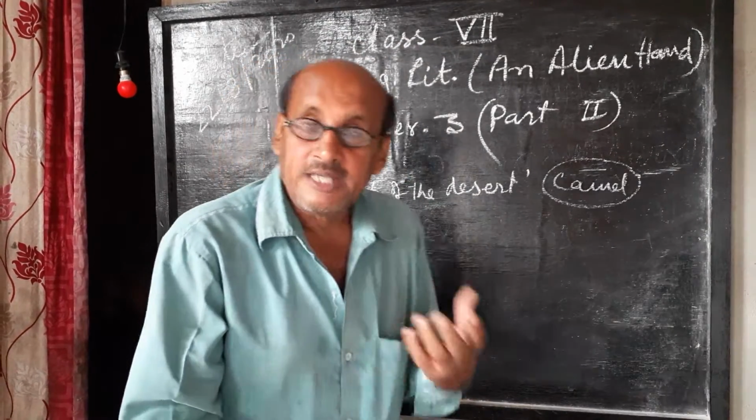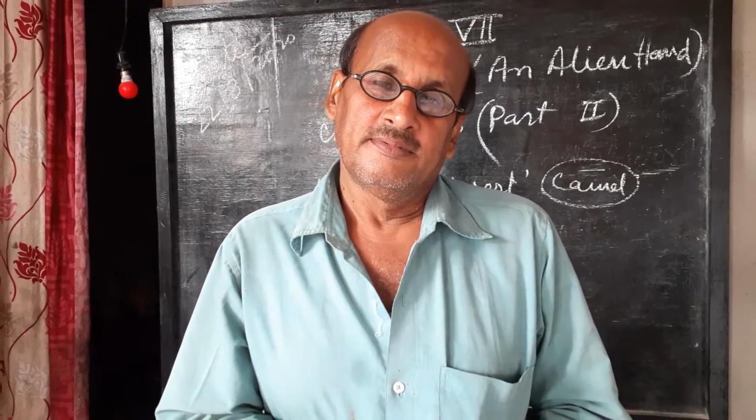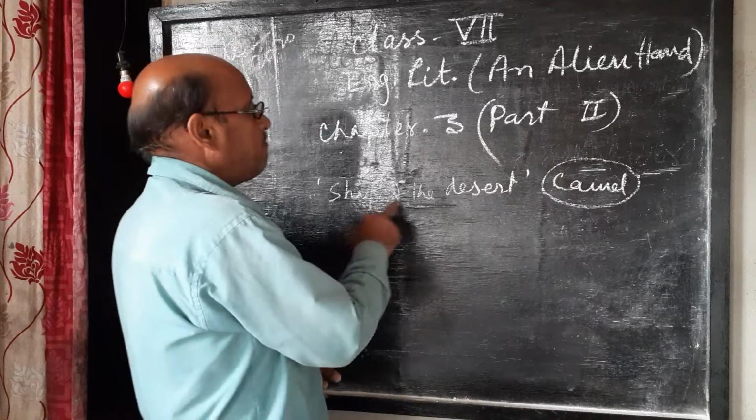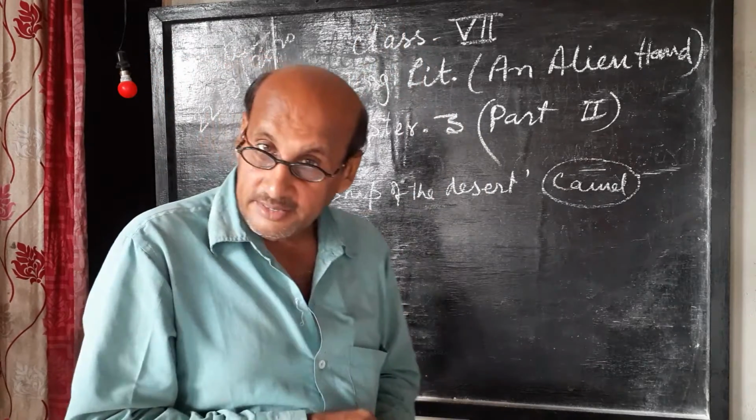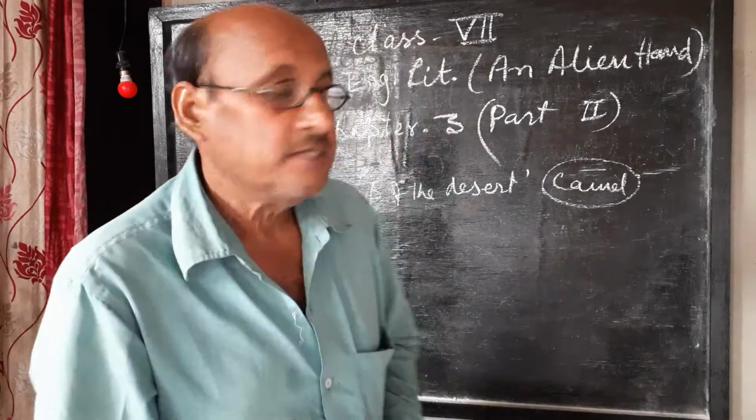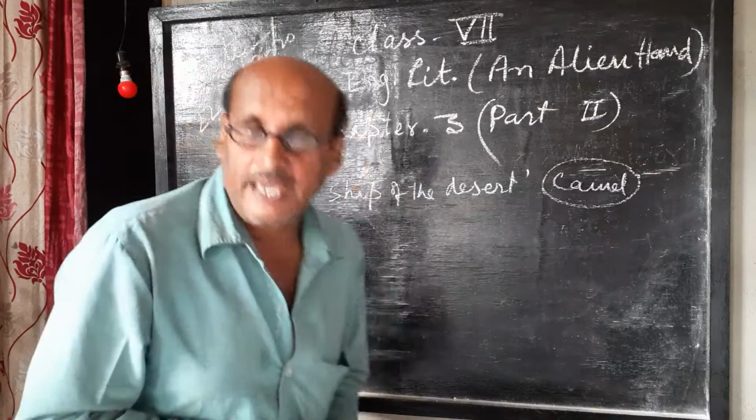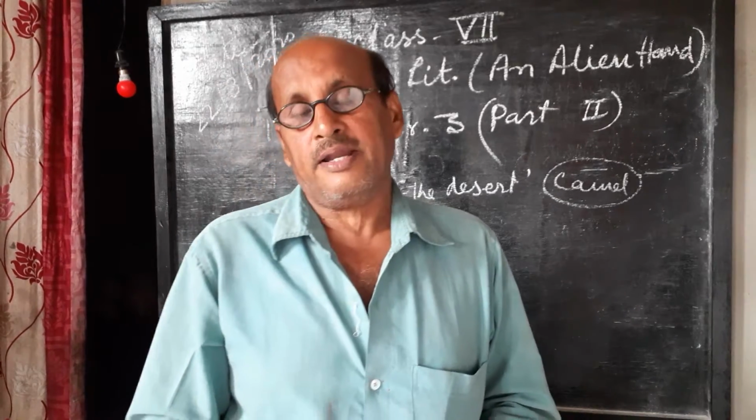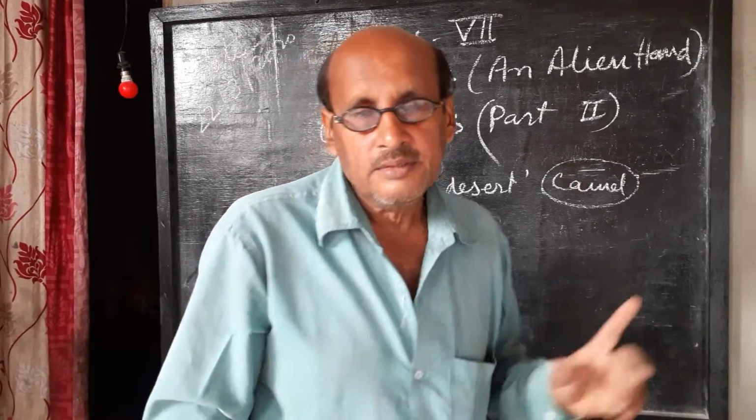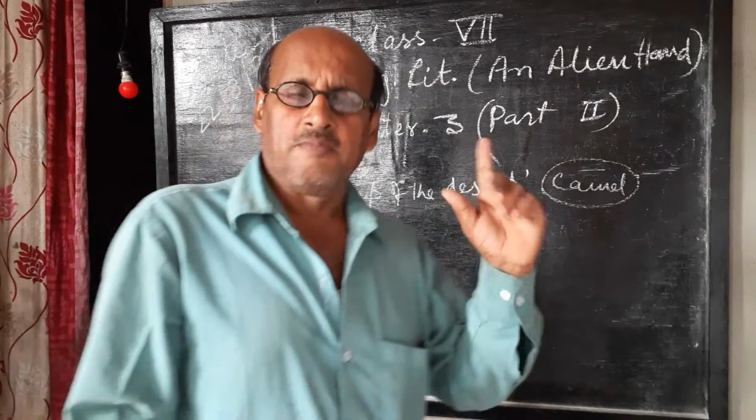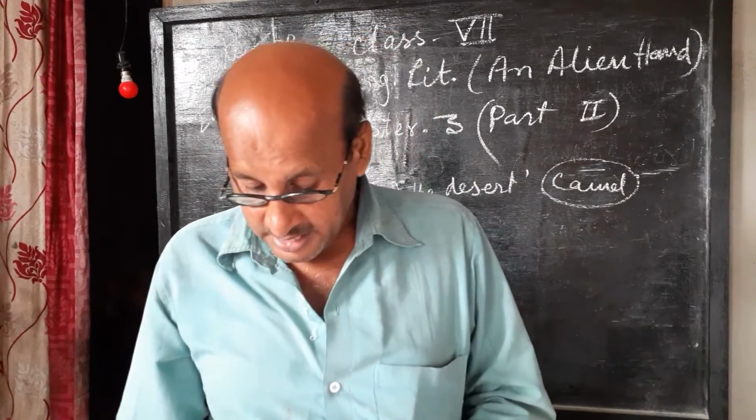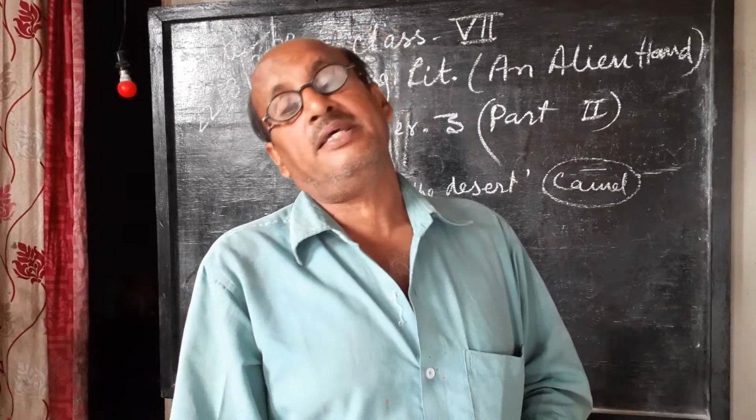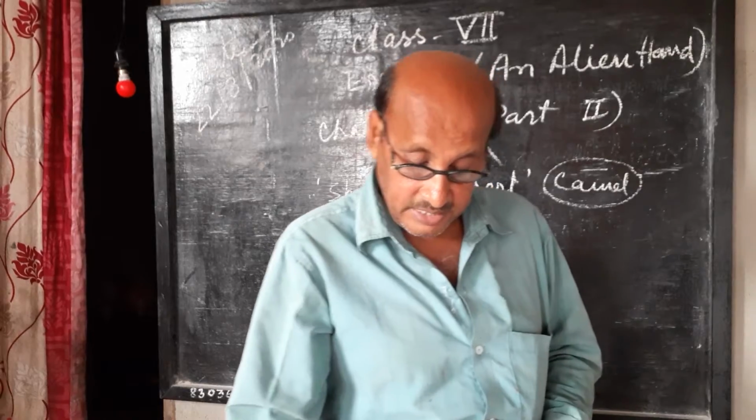For example, the camel, popularly known as the ship of the desert. Why is the camel called the ship of the desert? Because the camel is such an animal that can drink a lot of water at one time. बहुत सारा पानी एक ही बार पी सकता है. And it can do without water for days together, it can work for days without drinking water.